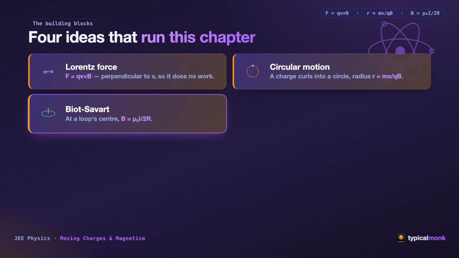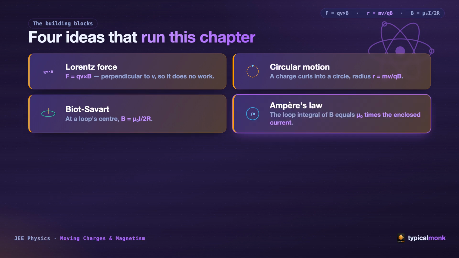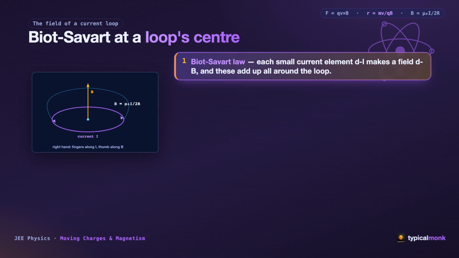The Biot-Savart law. Every current element makes a little field, and at the center of a loop, they add up to B equals mu naught I over 2R. And Ampere's law. The line integral of B around a closed loop equals mu naught times the current enclosed by that loop. Now look at the picture. The magnetic field at the center of a current loop.